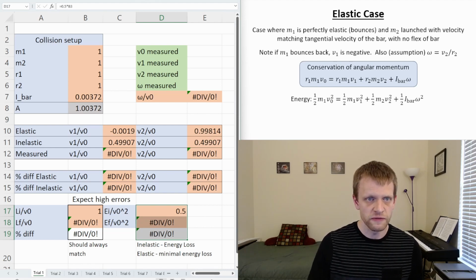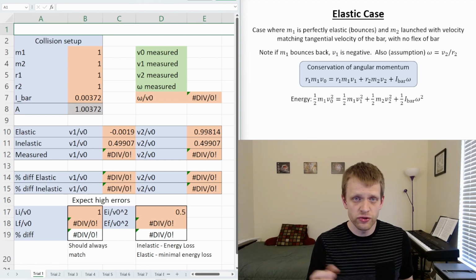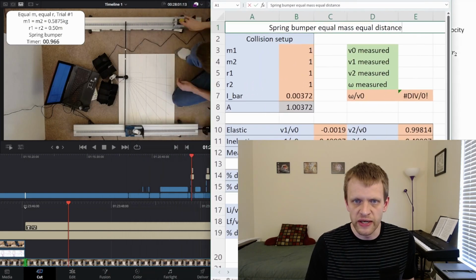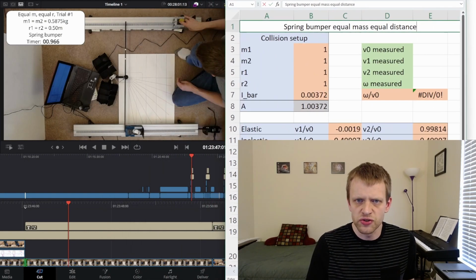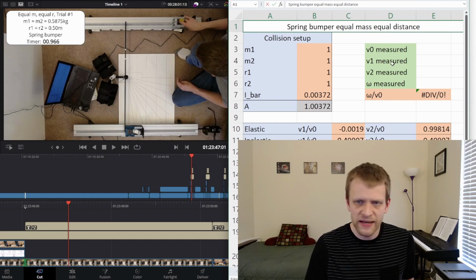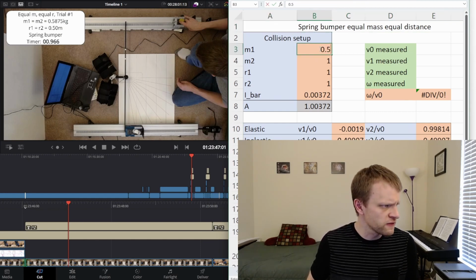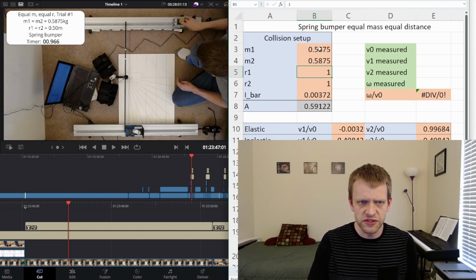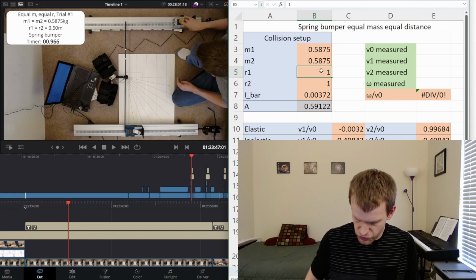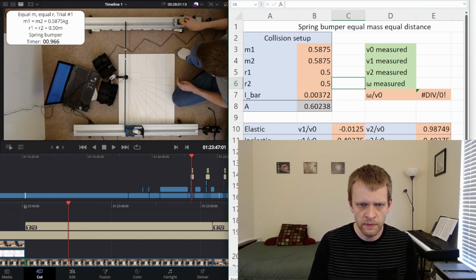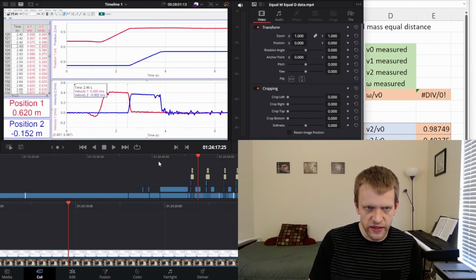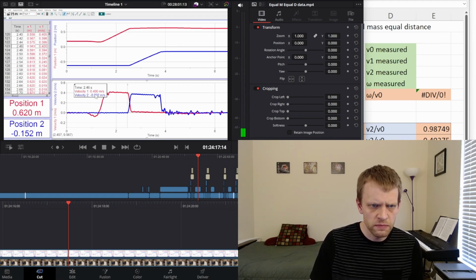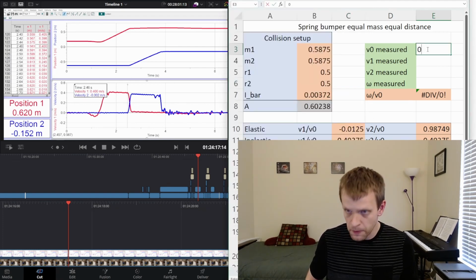So let's look at this first particular trial. And let's look at the specific measurements that we have for this one. So I've set this up so that we can look at the video as well. The masses were both 0.5875 kilograms. And the R distances, the distance from the fulcrum to where the cart hit, in both of those cases were 0.5 meters. And now we can look through our data and say, what was the velocity just before the collision? Looks like this one was 0.400.